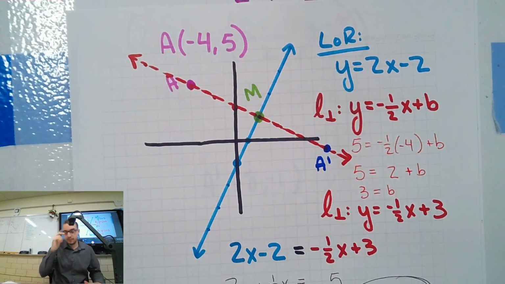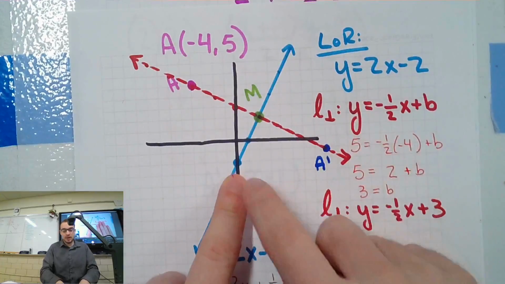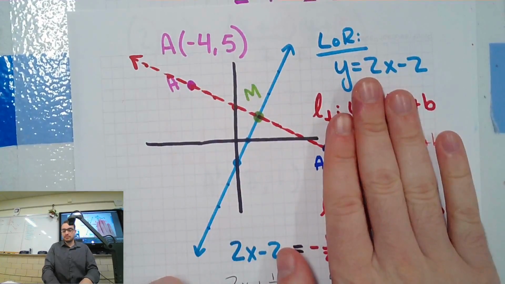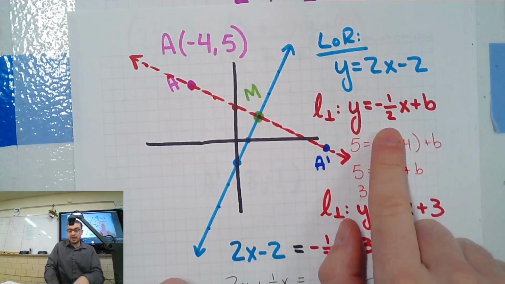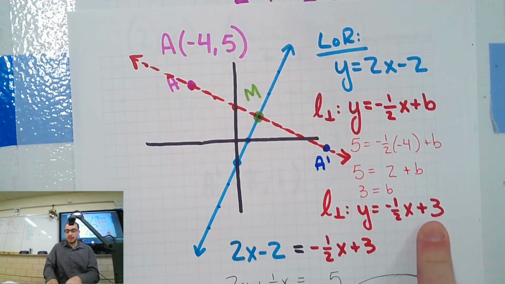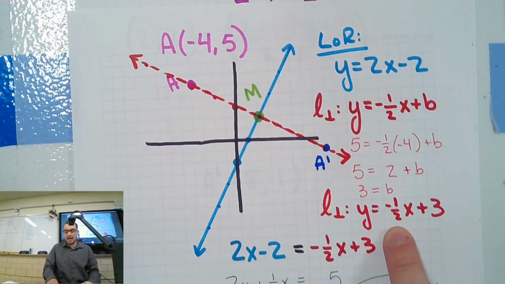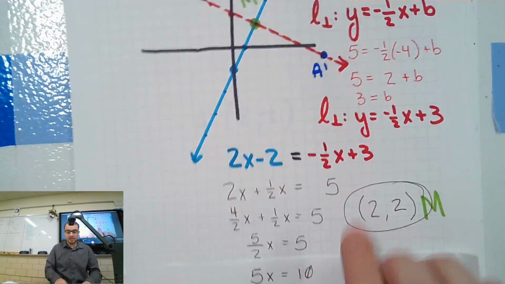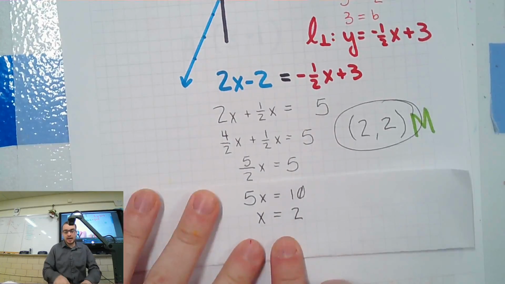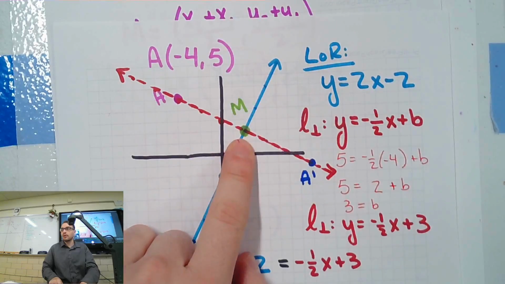So here's what we did. I graphed the blue line, -2 for the y-intercept, up 2 over 1 for the slope. Then I found out my perpendicular slope. Flip and change the sign, right? Then I plugged in my point, got b, graphed it. 3 for the y-intercept, down 1/2 for the slope. I set the two equations equal. I solved and got x. I took x and I plugged it in and I got y. That's where they intersect. That point right there.